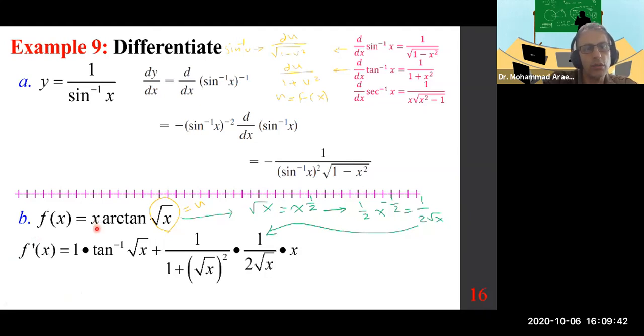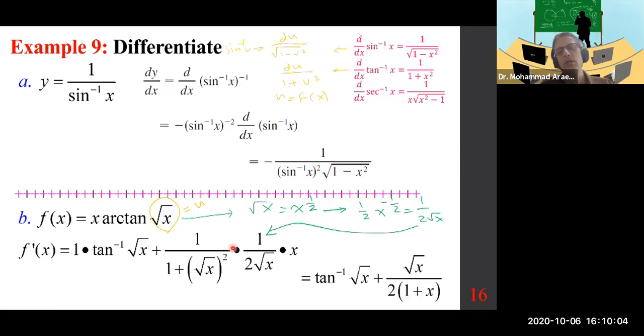X gives you 1 times tan inverse. Tan inverse gives you 1 over 1 plus u squared, whatever this one is, u, square it, okay? The derivative of that, du, sits in, whether you sit it in front or next to it, it means the same thing, class, times 1 over 2 square root of x. And this is by the product rule. Now, when you put this whole thing together, you get tan inverse of x, and then plus square root of x over 2 times 1 plus x.